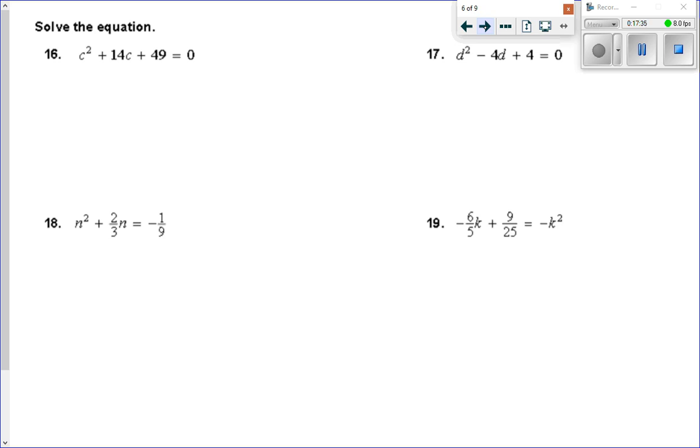The first thing we need to do is put this in standard form and make it equal to 0. So we've got n squared plus 2/3 n equals negative 1/9. Let's take that 1/9 over, bring it on over, taking off the dark side of course, and rewrite that. Plus 1/9.